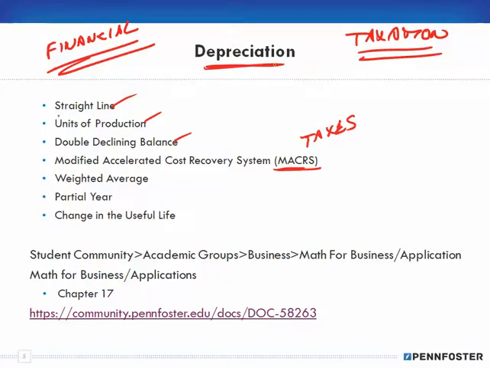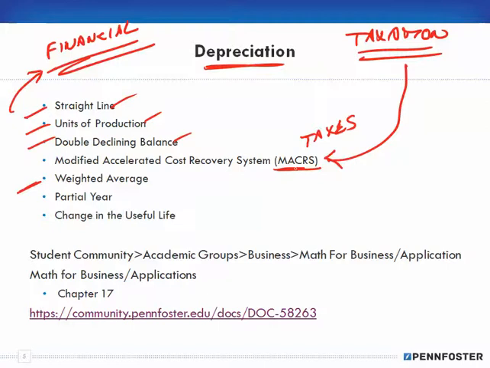You can use straight line depreciation, units of production, double declining balance, or weighted average, and those are the four most common types when it comes to financial accounting, the way you report your financial information. But when it comes to taxation, you only use one, and that's MACRS. So even though you're using straight line on your books, when it comes to doing taxes, you'd end up using the MACRS system. Covering the MACRS system is beyond the scope of this book.